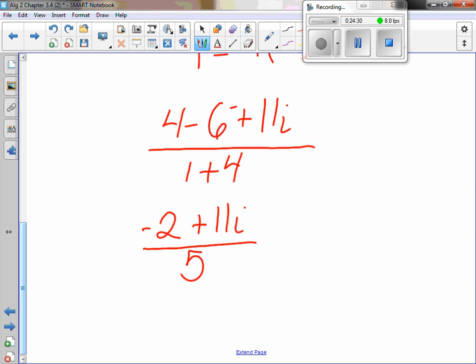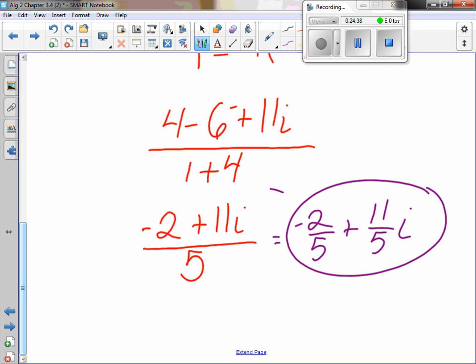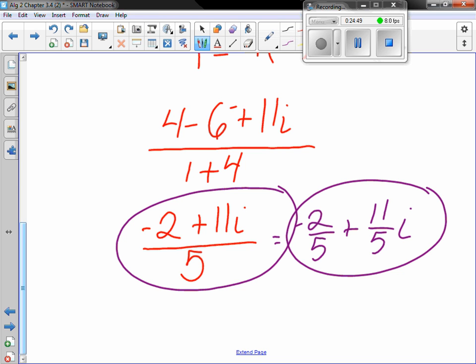Now we can split this up into 2 fractions and say negative 2 fifths plus 11 fifths i. Both of these are the correct answer. They'll sometimes split it up if one of them is able to reduce differently than the other. So they'll write them in either one of these forms. And negative 2 plus 11i over 5.